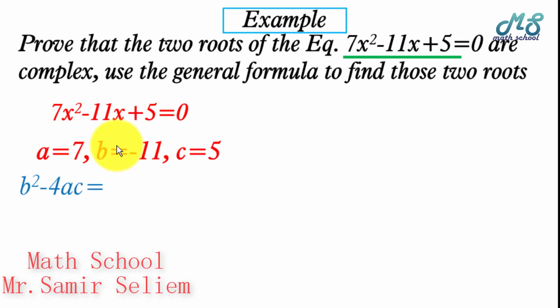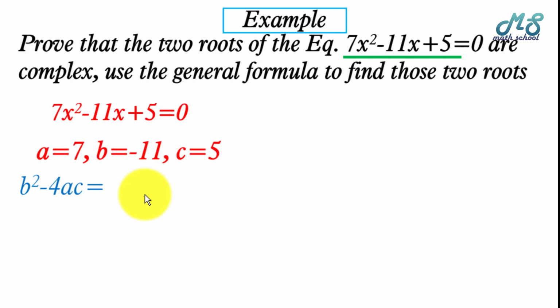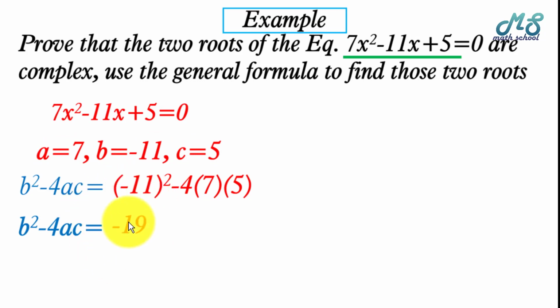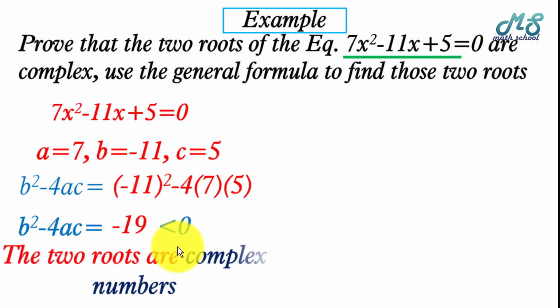Now guys, find the value of b squared minus 4ac equals negative 11 squared minus 4 times 7 times 5. By using calculator, it will be negative 19. Negative 19 is negative, less than 0, so the two roots are complex numbers. Now, how can we find the two roots?